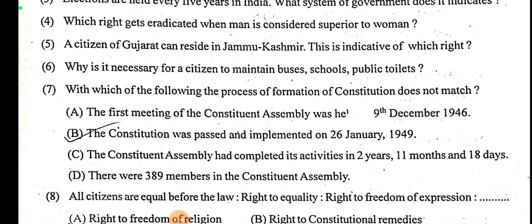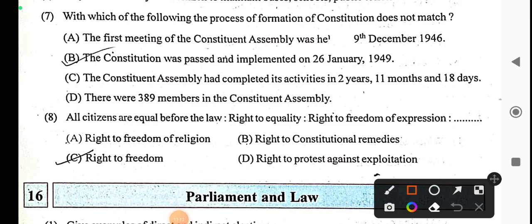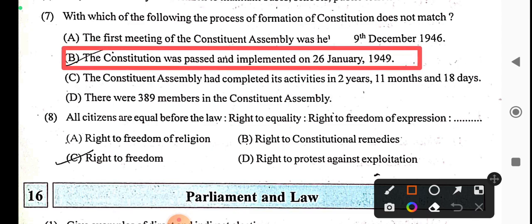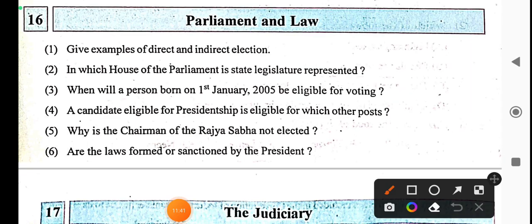Which of the following processes of formation of the constitution does not match? The constitution was passed and implemented on 26 January 1950. All citizens are equal before the law, right to equality, right to freedom of expression, and right to freedom. Parliament and law. Give an example of direct and indirect election. In which house of parliament are state legislative representatives? So, state legislative representatives, if they ask you, the answer here will be Rajya Sabha.